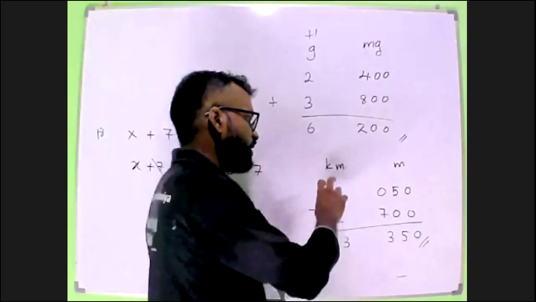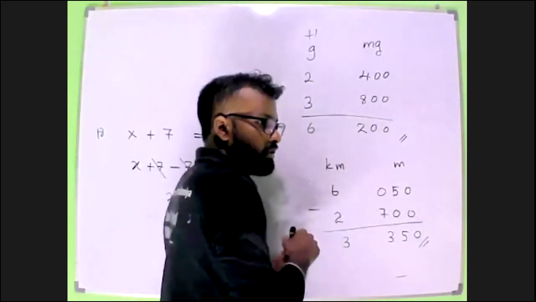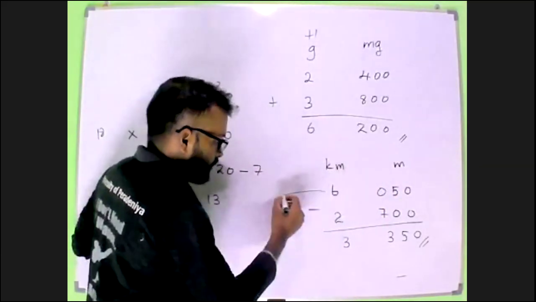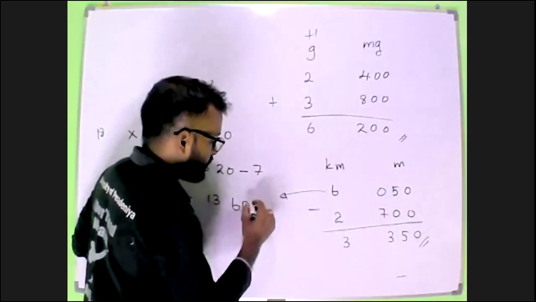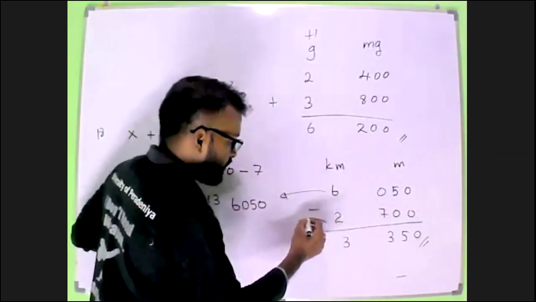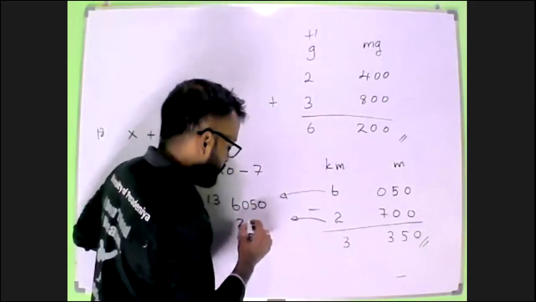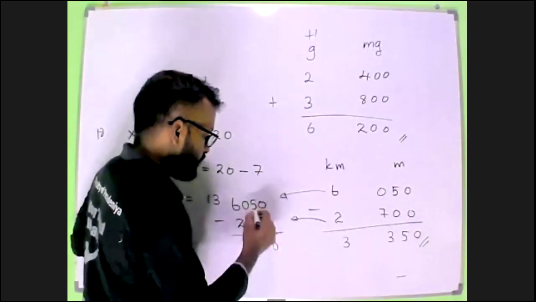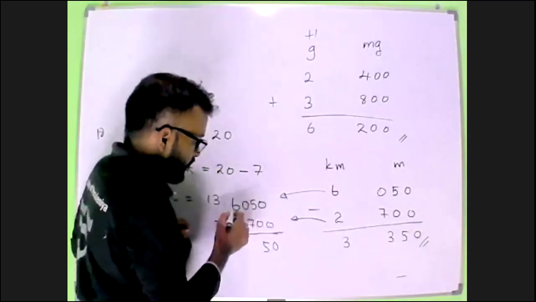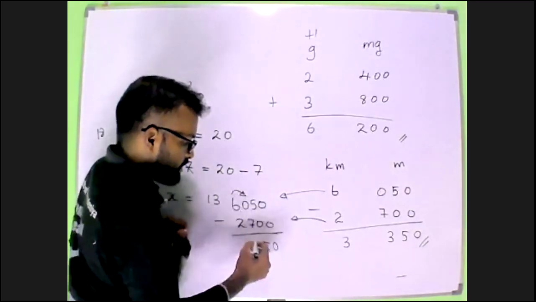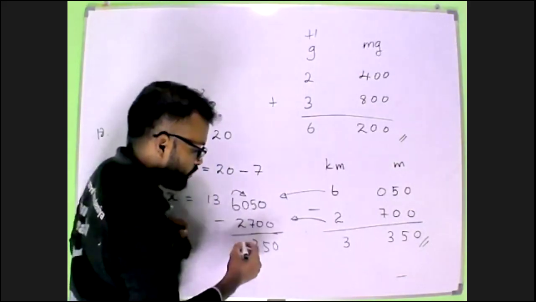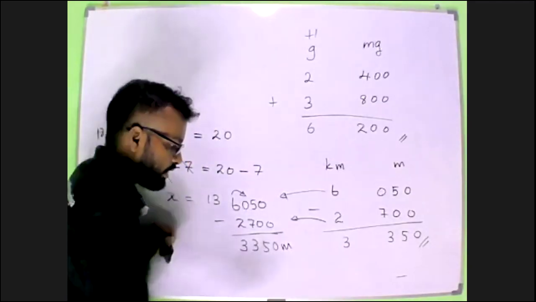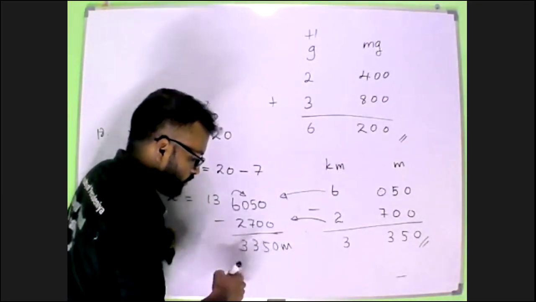Or you can convert the whole numbers, 6 kilometers and 50 meters, into meters. So this one gives you 6,050 meters. This one gives you 2,700 meters. Then do the subtraction. Very easy. 0 minus 0, 0. 5 minus 0, 5. Here, take 1 from this side. 10 minus 7, 3. And 5 minus 2, 3. 3,350 meters altogether. And how do you convert this into kilometers?